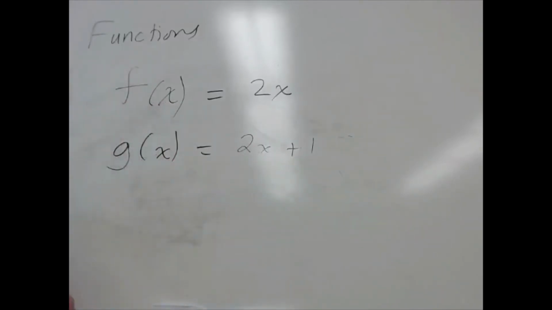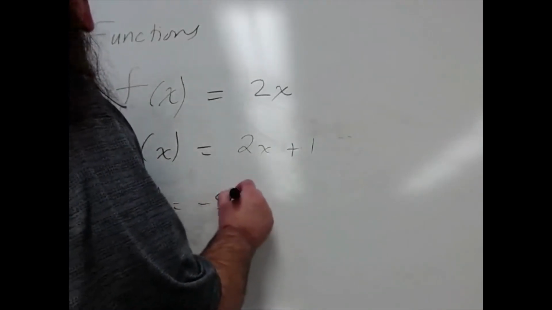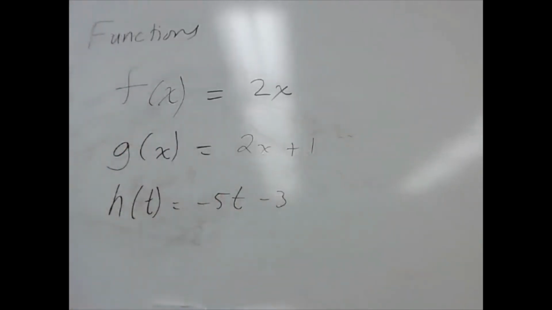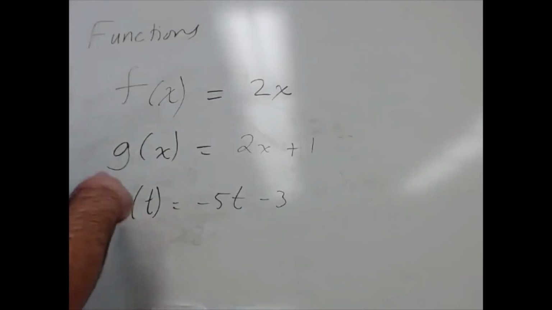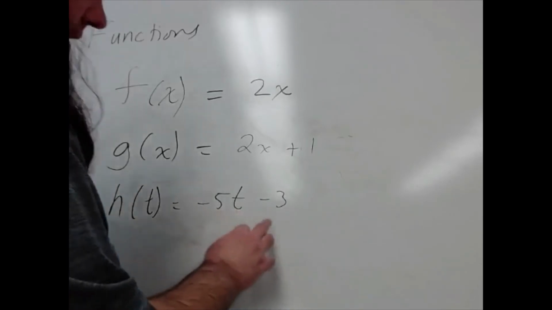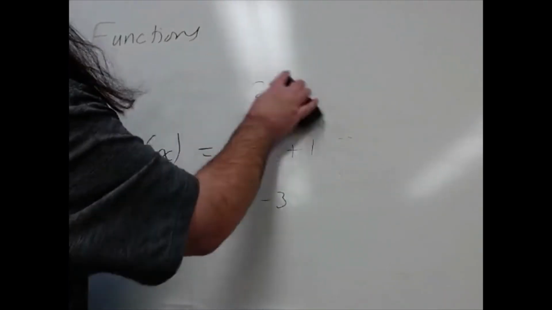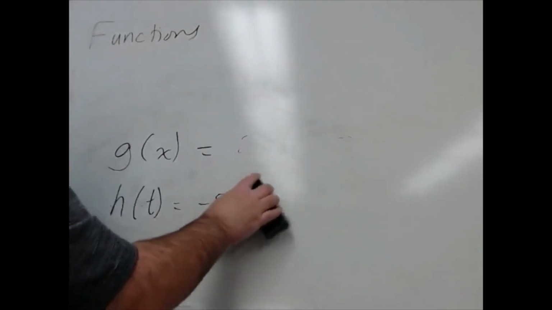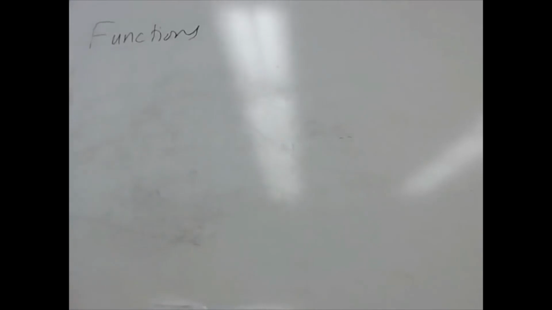Of course, I could also have h of t equals negative 5t minus 3. That could be another function as well. This function is called function h. It depends on t, so t is the input that goes into the box. It's going to take your t values, multiply them by negative 5, and then subtract 3 from that result. So that's all that function notation does. It tells you the name of the function, and then it tells you what the input is. And then on the right hand side it gives you the rule or the process that the machine follows.